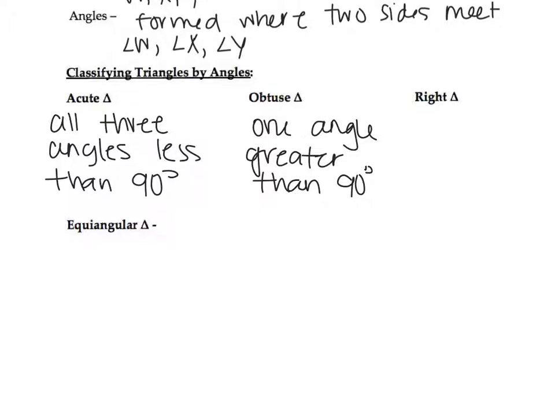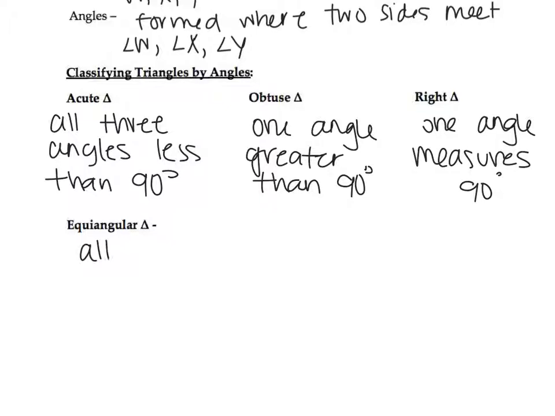Next, we have a right triangle where one angle measures 90 degrees. Similarly to obtuse, it's only one angle because if we have multiple angles measuring 90 degrees, we get more than 180 degrees, which can't happen. And lastly, we have an equiangular triangle, which is when all three angles have the same measure.